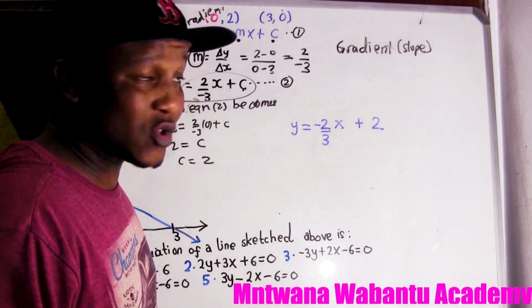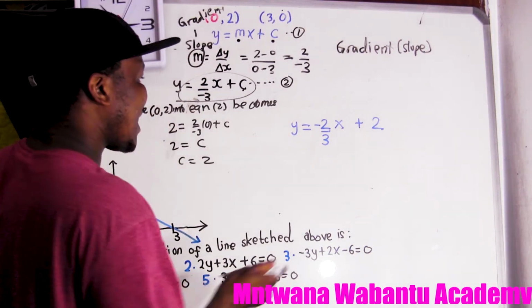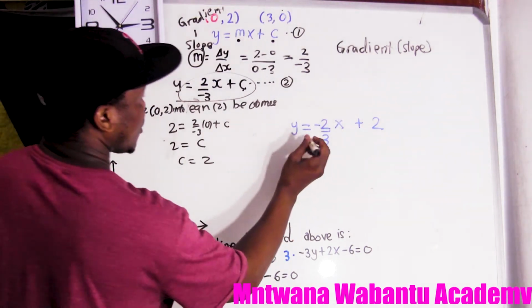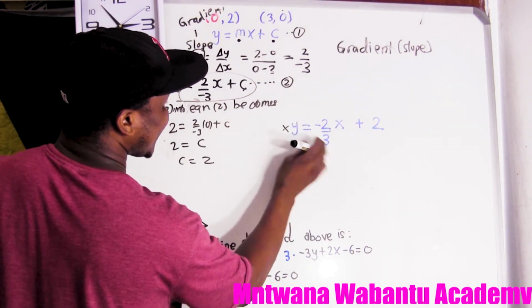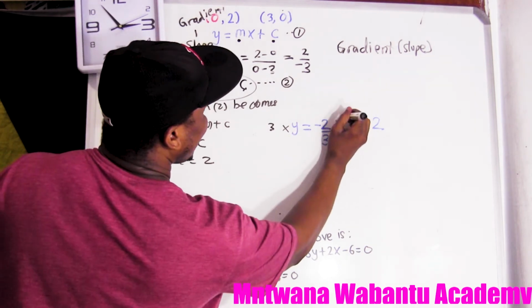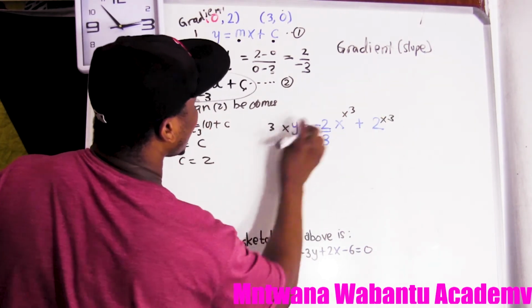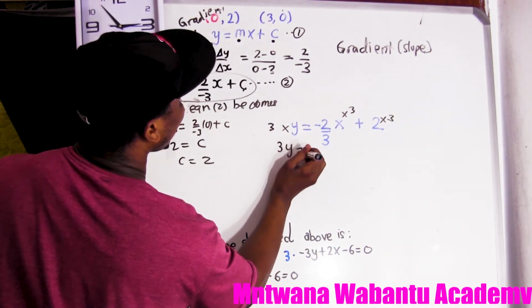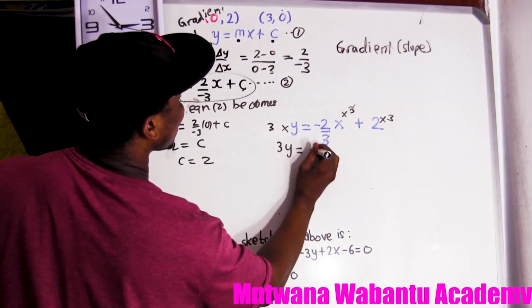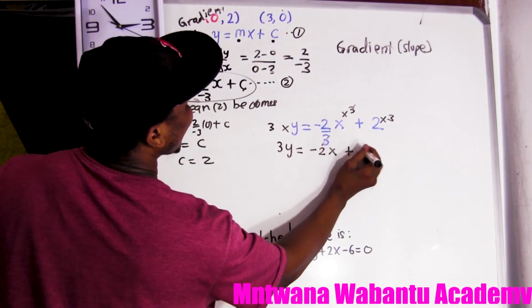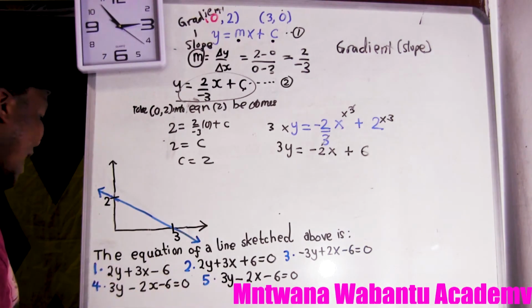It's a normal manipulation. How am I going to do it? I'm going to multiply by 3 throughout, just like a normal multiplication. Multiply by this denominator because I don't need it. Multiply by 3 for each group. So 3 times y is 3y, and this 3 and 3 are going to cancel. So we are left with negative 2x plus 6. Let's look here. Still nothing.